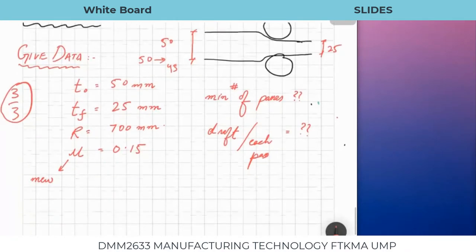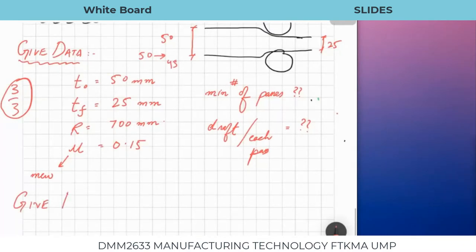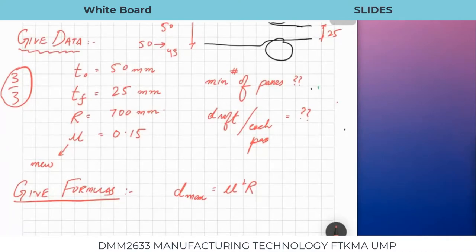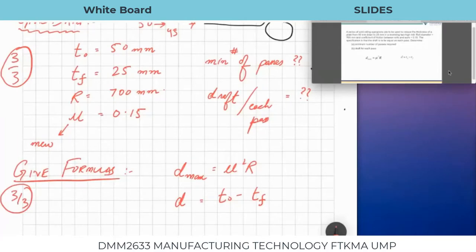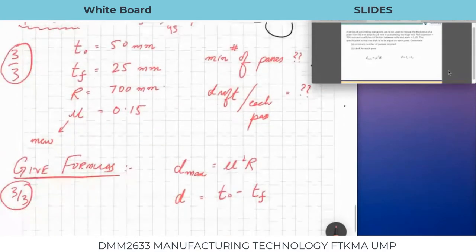So let's just write the given formulas first. I've got two formulas. One is Dmax, the maximum draft, which is mu square r, and number two is the draft itself. The normal draft is equal to T naught minus T final. So you got 3 out of 3 again. This is the numerical: given data, given formulas. Then we move to the solution.